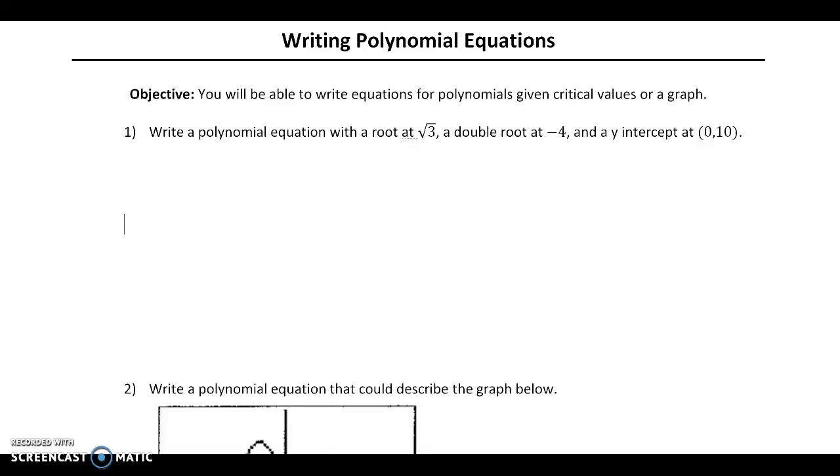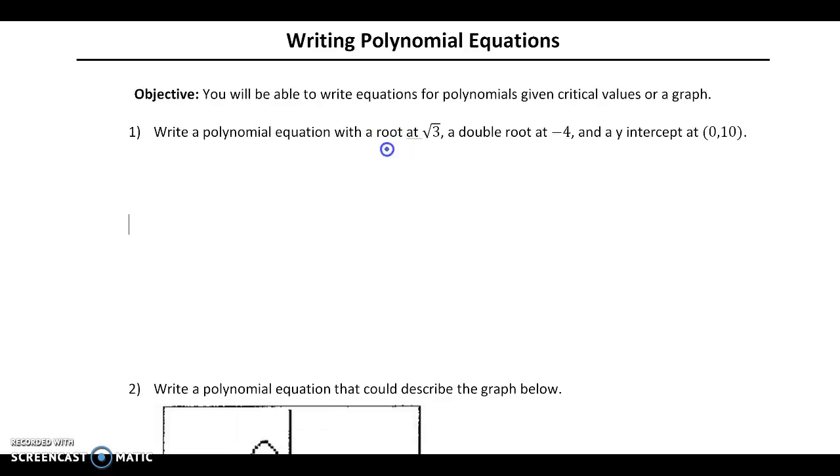Hi everyone. In this video we're going to write polynomial equations. If you remember how to write a quadratic equation, a quadratic is a polynomial, and this process is going to work almost identically. The only difference is instead of having at most 2 x-intercepts, you might have a couple more.